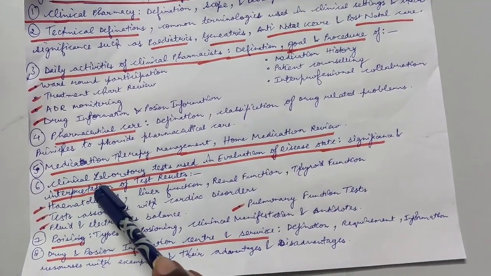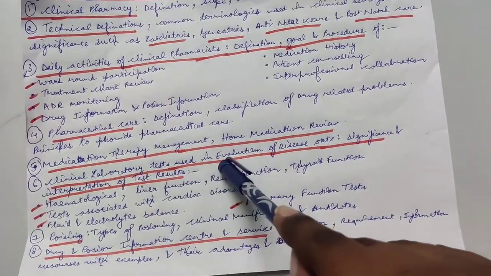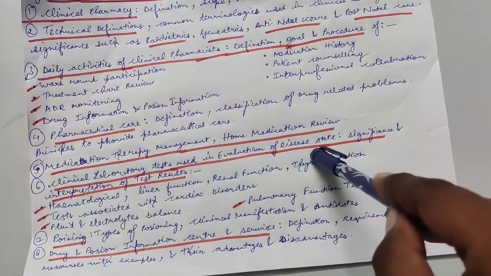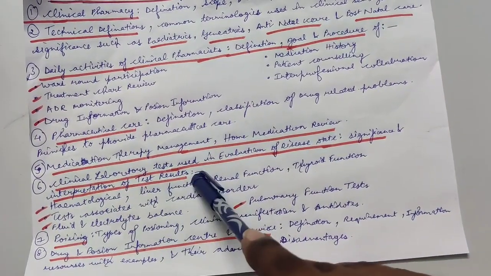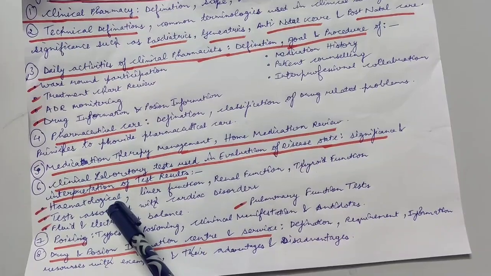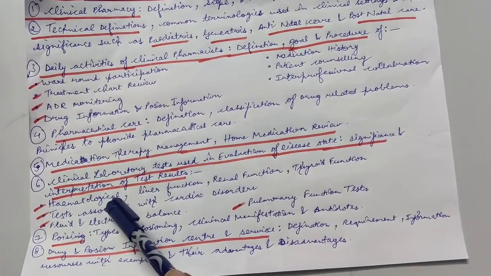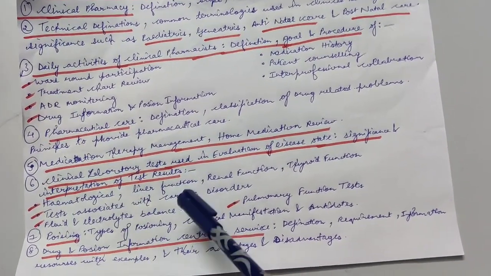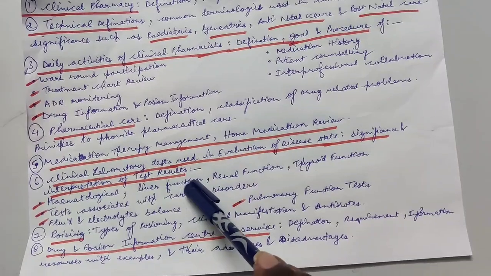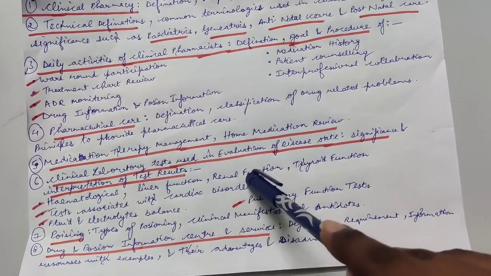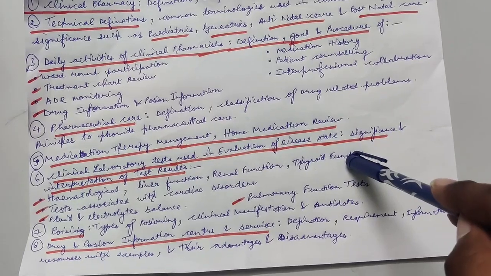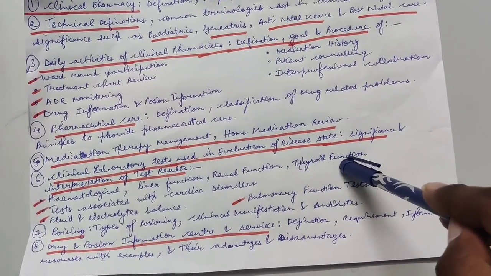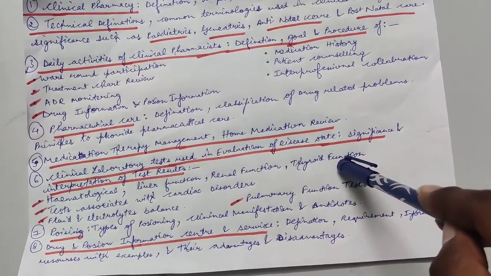Sixth, clinical laboratory test used in evaluation of disease state, significance and interpretation of the test result. Hematological test, test related to blood disorders and blood cells. Liver function, how our liver is functioning. Renal function, how our kidneys are working. Thyroid test, hormonal test, the functioning of thyroid and antibodies.